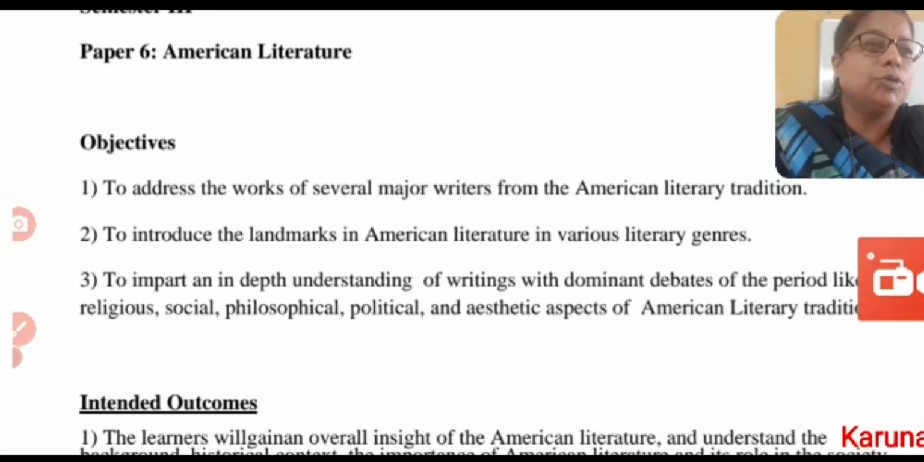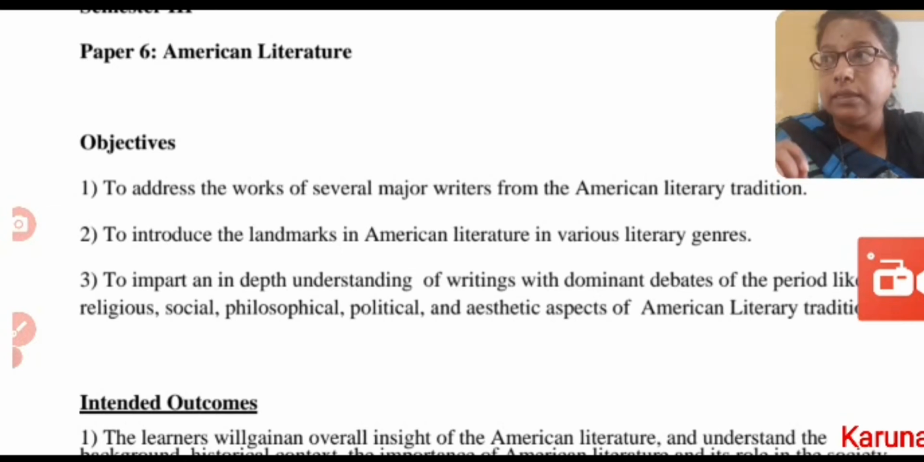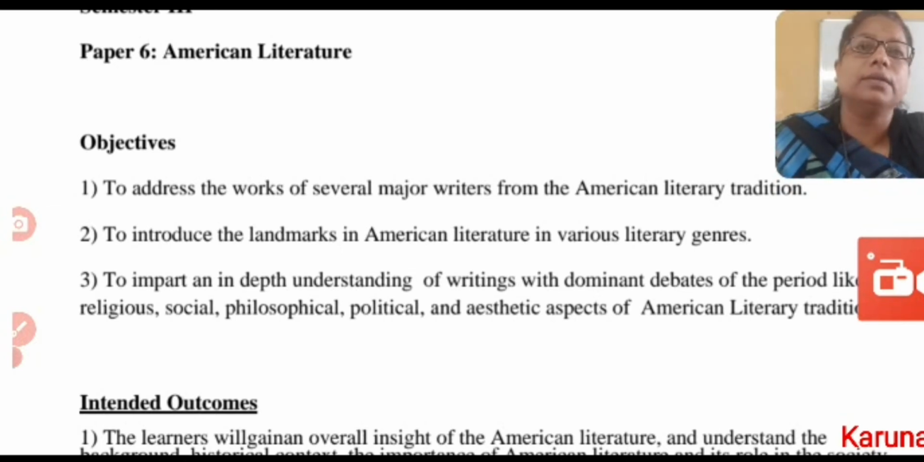Literary genres, types of literature, whether it is poetry or drama or novel or short story, or essays, or biographies, or autobiographies. Landmarks, the major happenings, the significant works of art which are produced from time to time. So these are known as the landmarks, right? These are the great events that happen in the history of American literature. So here is a paper to introduce the learners to these great literary events as far as American literature is concerned.